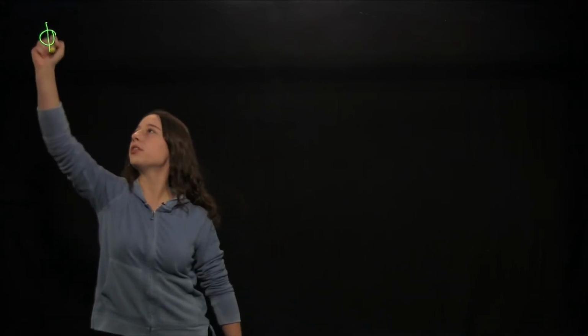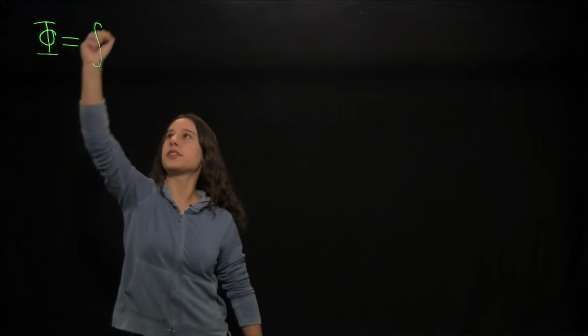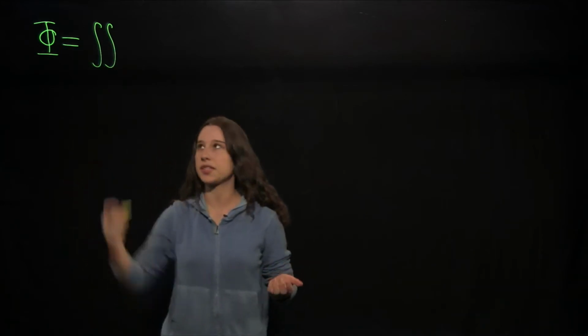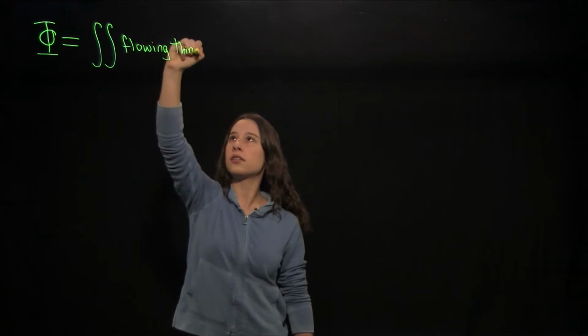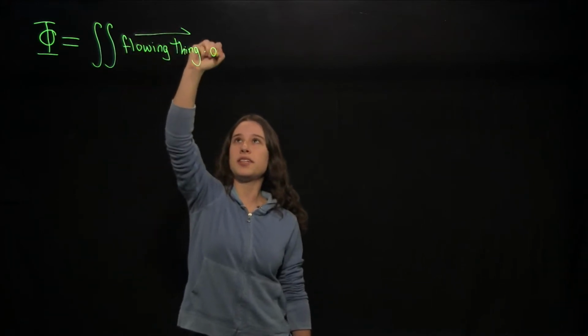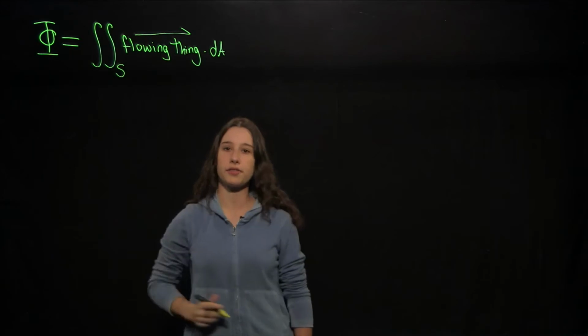Flux is pretty cool. It's just the integral of some flowing thing, something that's moving and flowing, which is a vector, dotted with dA, which is normal to the surface that we're finding the flux through.